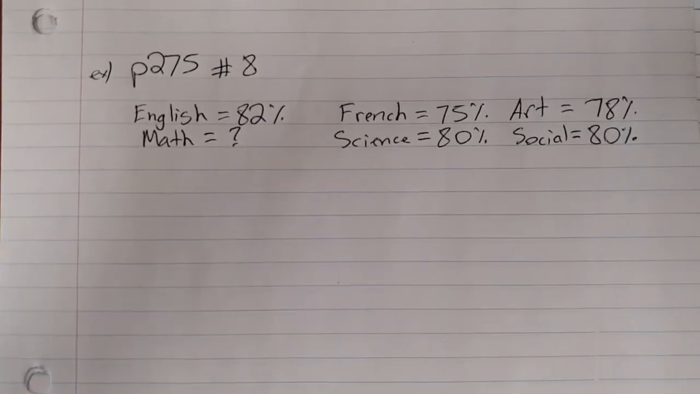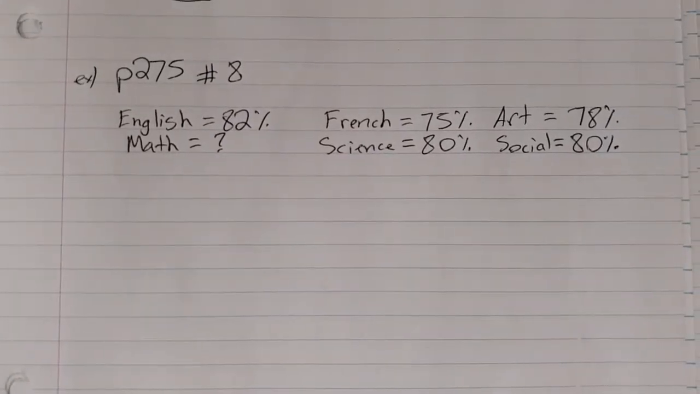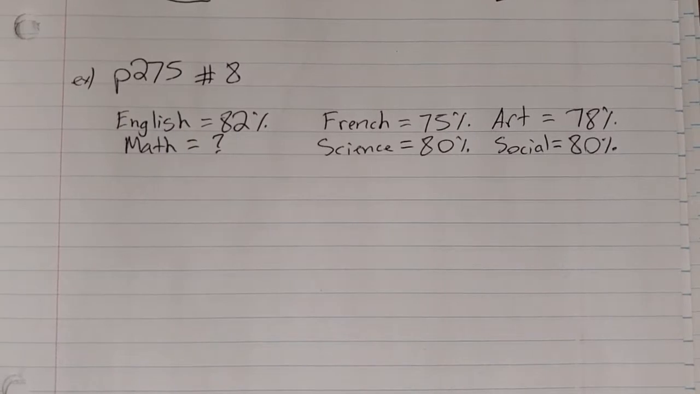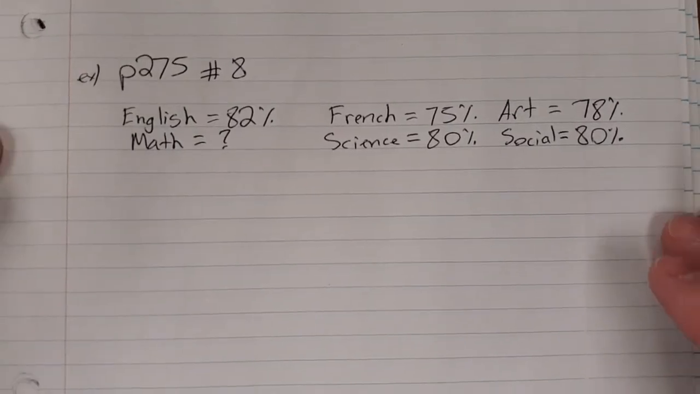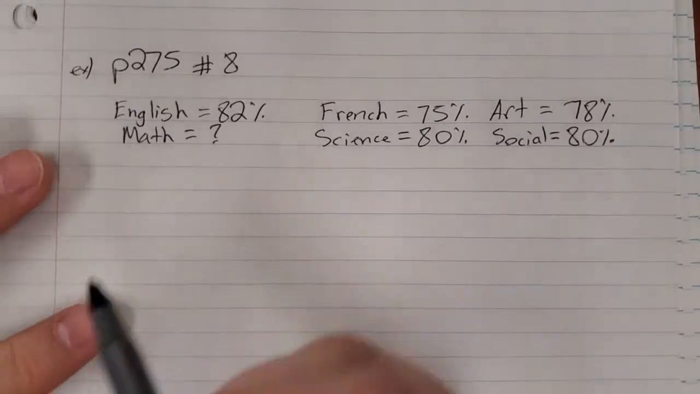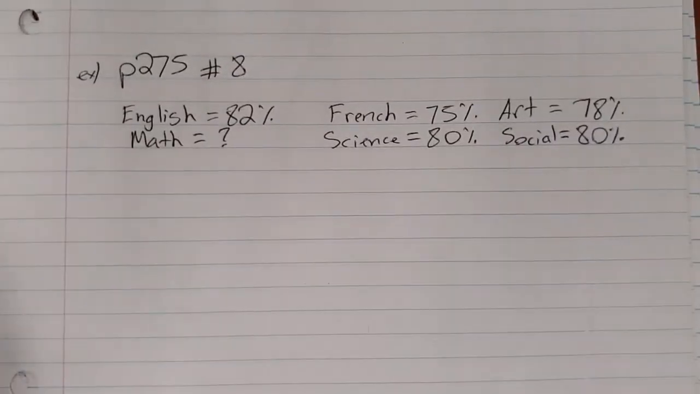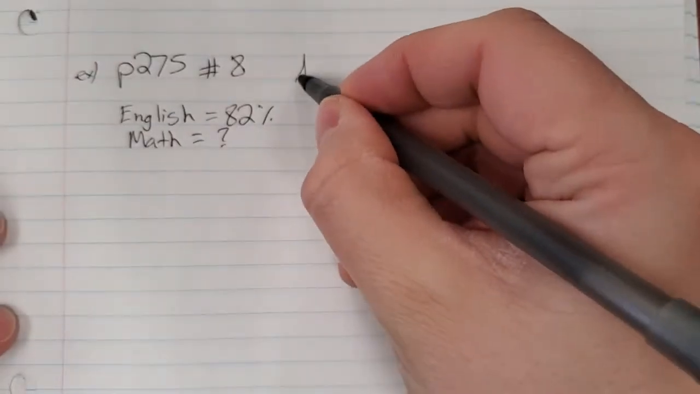All right, here's an example. This is actually page 275, number 8. Sorry to any teachers that might be using my videos for their class and plan to assign this. But anyways, there's a guy. Let's say his name is Andrew.